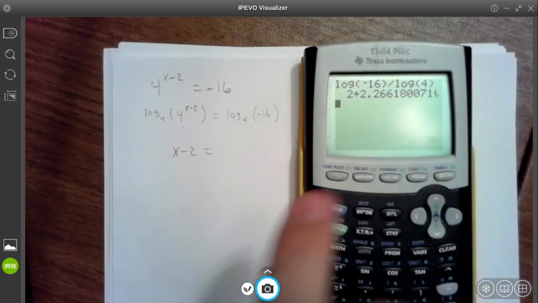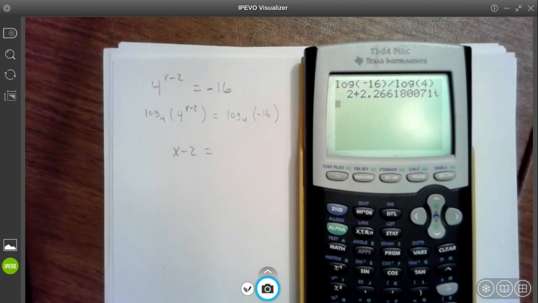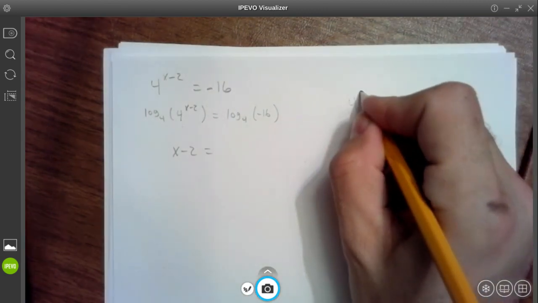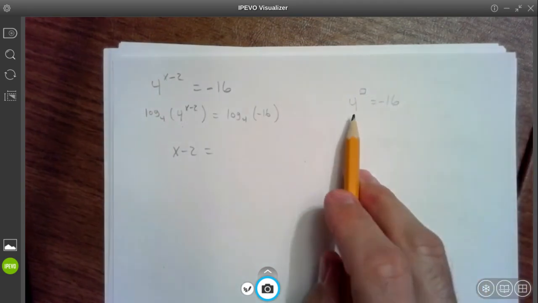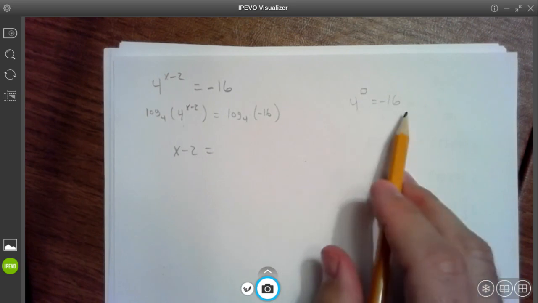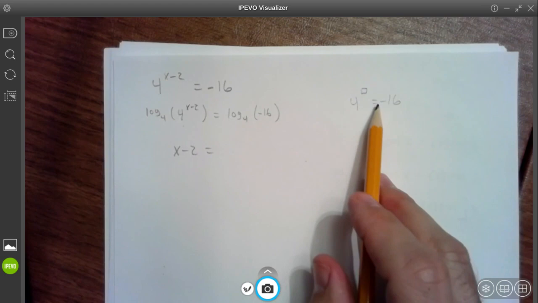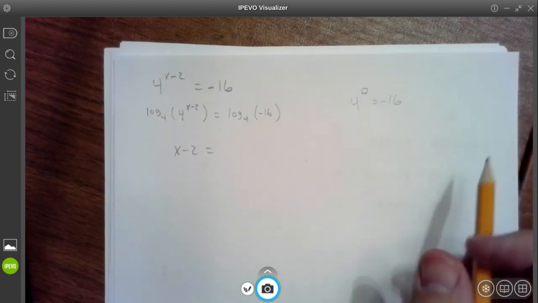All right, this expression is not defined under the real numbers, all right? Because what it's trying to do is 4 to some power is equal to negative 16. And this is crazy. You can't get an answer to something like this. 4 to any power will always be positive as long as your exponent is a real number.